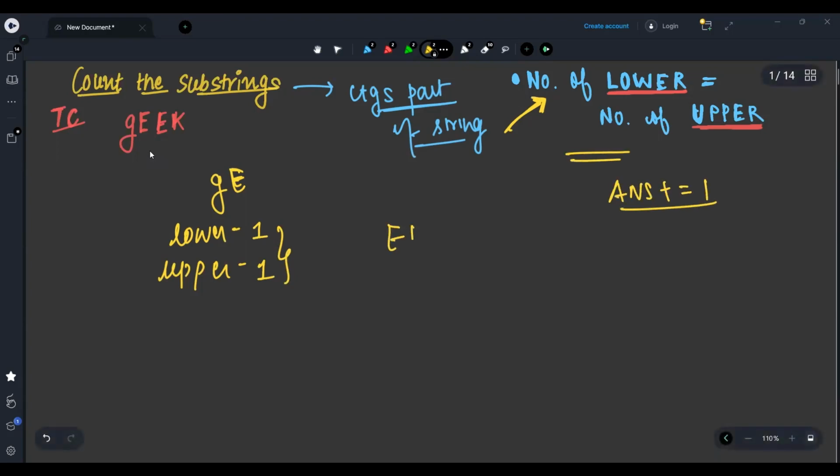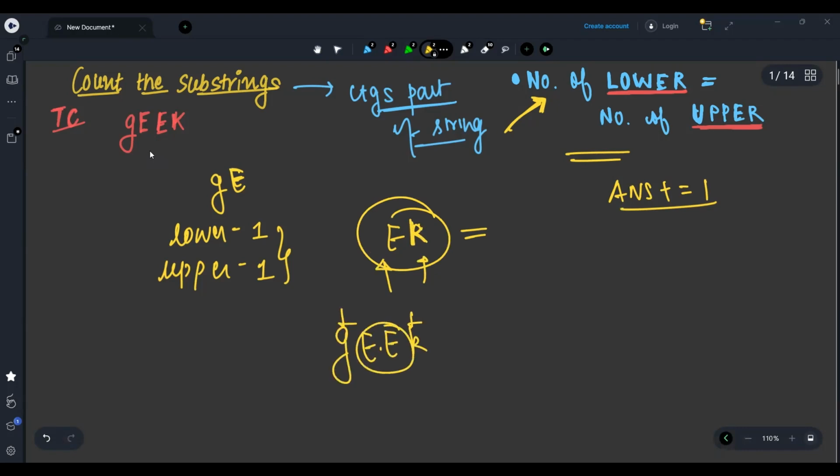Similarly, if I take "EK", K is uppercase and E is lowercase... one is upper, one is lower. Next, if we consider the full string, 2 are lowercase and 2 are uppercase, so upper is equal to lower. So this is also valid. So we have 3 substrings here.